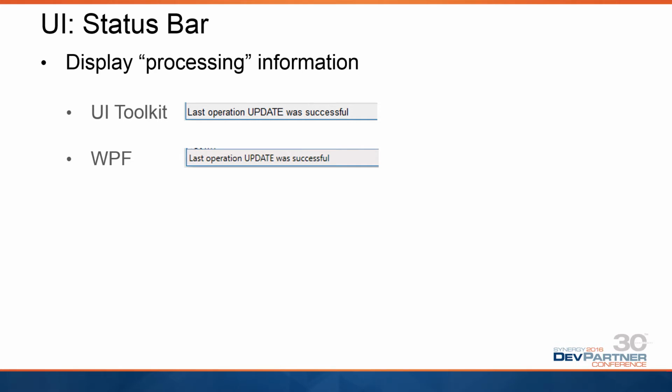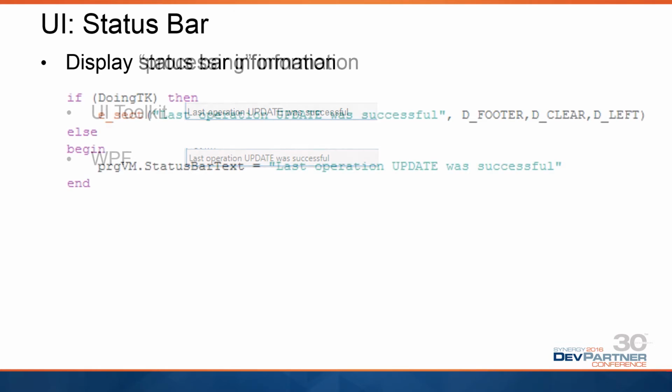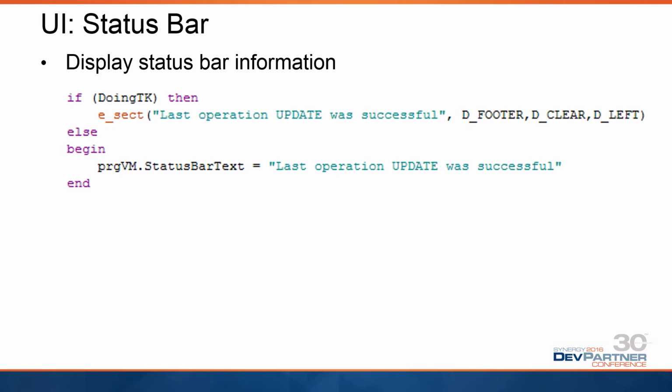What happens is we have ESEC, which says put into the section of the status bar this bit of text. We're going to say if we're running toolkit, we'll use ESEC. If we're running WPF, we're going to pass some information to the view model to pass on to the view. And we'll do that in this instance. So if we're doing toolkit, we use ESEC, and you'll see the lines of code where that is. Else, we're going to do PRG VM status bar text. Status bar text is a property on the view model. It's just going to be a string, and when you deposit something into it, it's going to raise an event to the user interface to say, I have changed, come and get me.